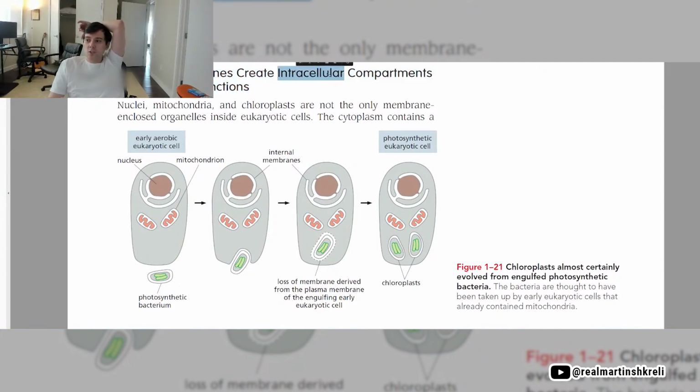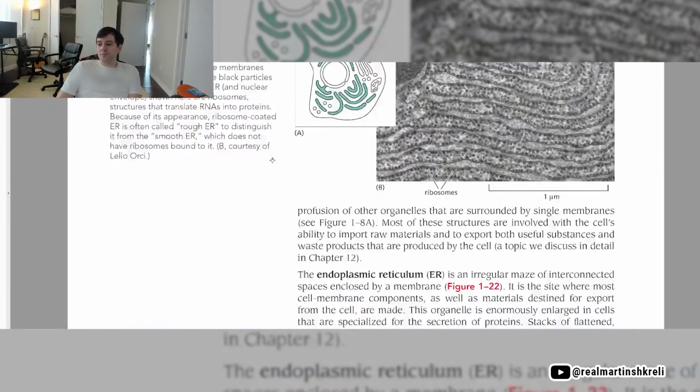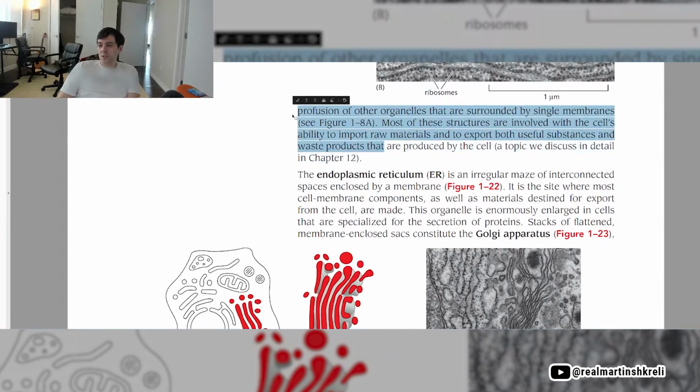I like this word intracellular. You should use it when we're talking about inside of the cell versus extracellular. This is very important. Nuclei, mitochondria, and chloroplasts are not the only membrane-enclosed organelles inside eukaryotic cells. Okay, what else is there then, Mr. Textbook? The cytoplasm contains a profusion of other organelles that are surrounded by single membranes. Most of these structures are involved with the cell's ability to import raw materials, sounds like a business, and to export both useful substances and waste products that are produced by the cell, which we'll discuss in chapter 12.